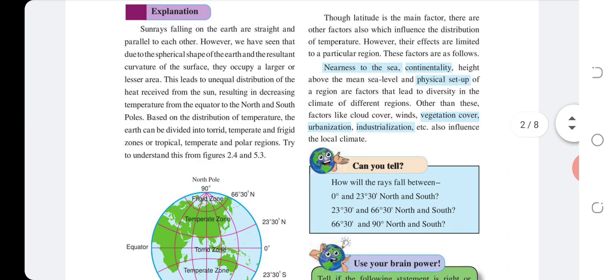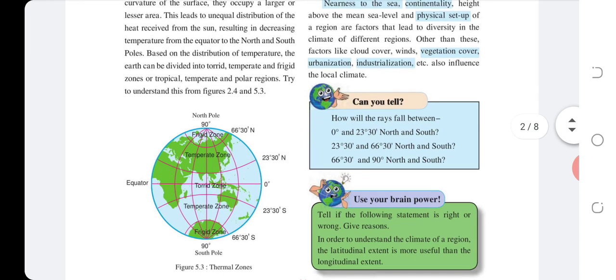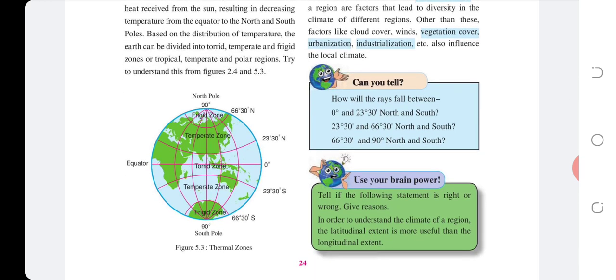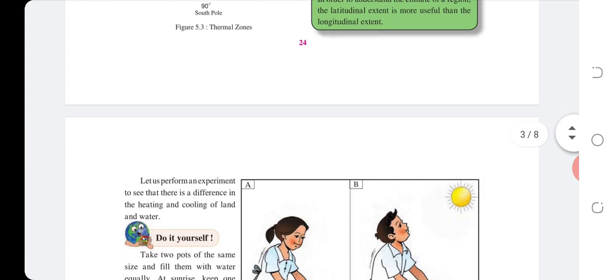Can you tell how the rays will fall between 0 degree and 23 degree 30 minute north and south, 23 degree 30 minute and 66 degree 30 minute north and south, and 66 degree 30 minute and 90 degree north and south? Use your brain power. Tell if the following statement is right or wrong. Give reason. In order to understand the climate of a region, the latitudinal extent is more useful than the longitudinal extent.